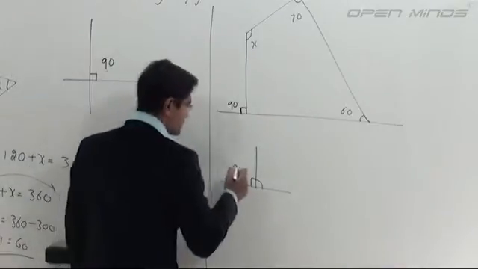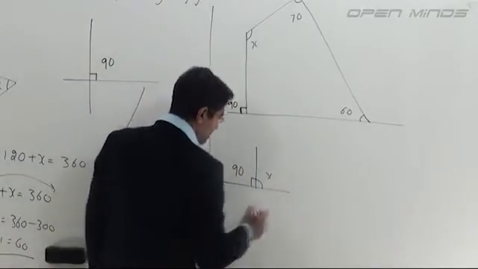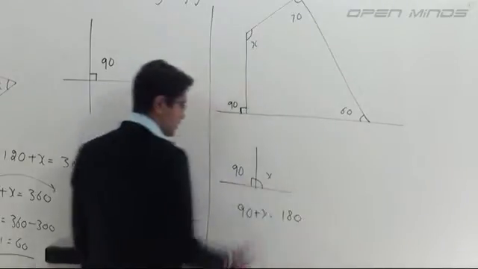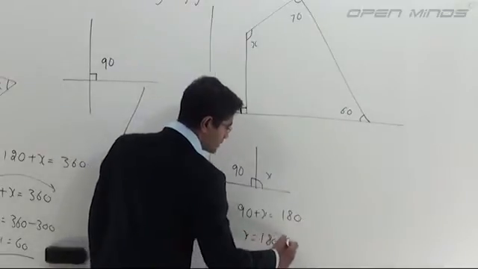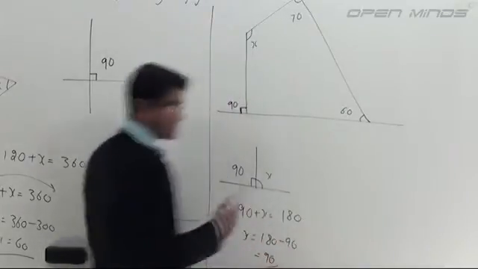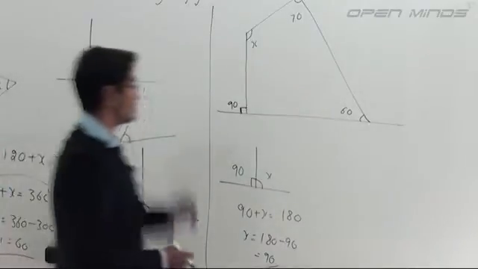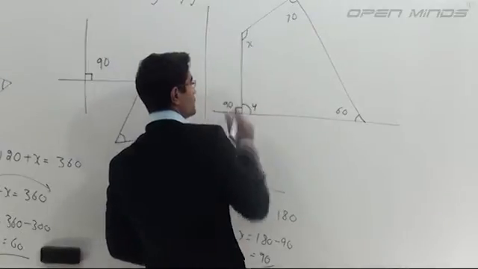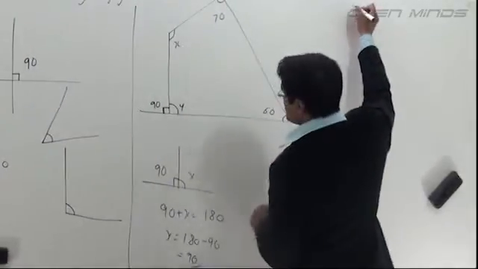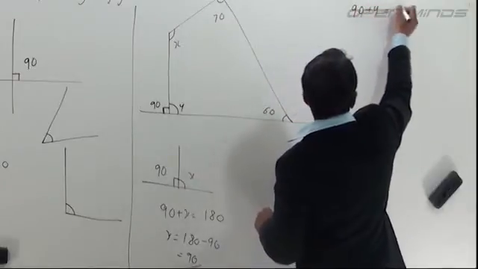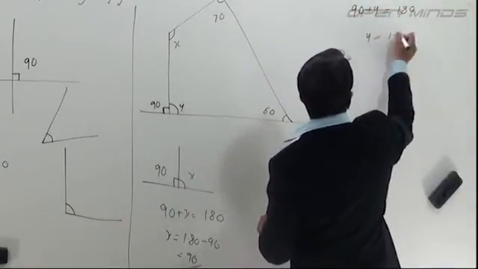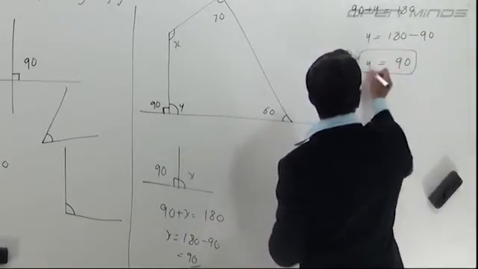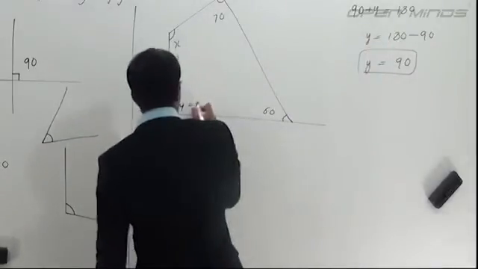Why? Because if this is 90 and let's say this is x, if I add 90 plus x, I should always get 180 degrees, because it's a straight line. Then x is 180 minus 90, which is 90. So we understand this. Keep this in mind and see how we can solve this. Since this is 90, let me take this one as y. I know that 90 plus y is 180 degrees, and y is 180 minus 90, which is 90 degrees again. So y is 90. We just got it.